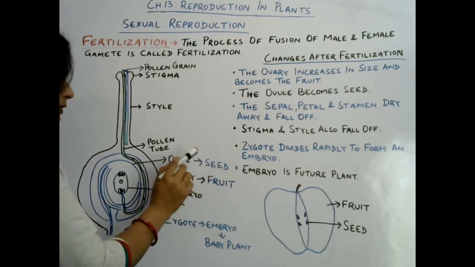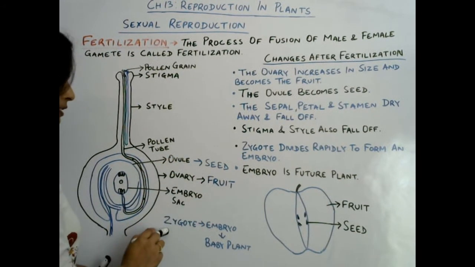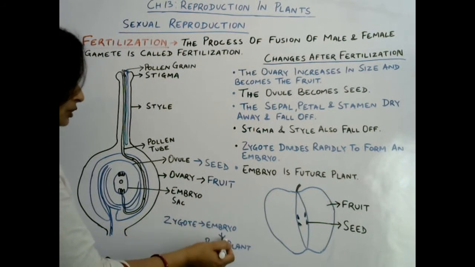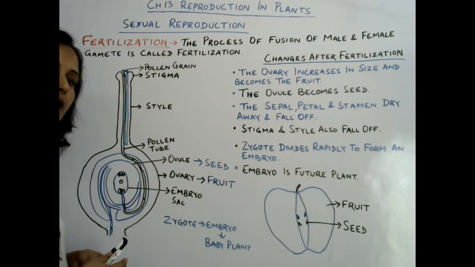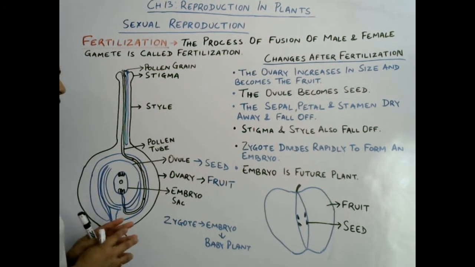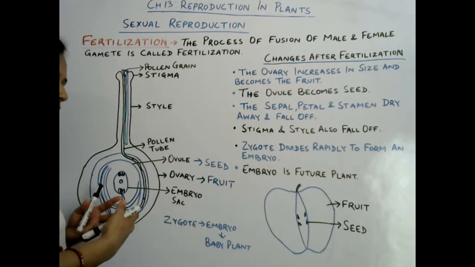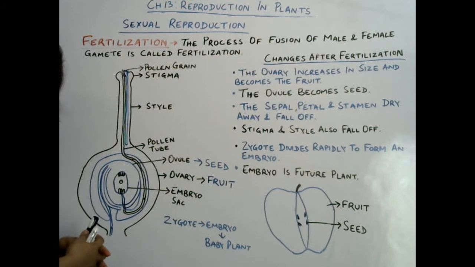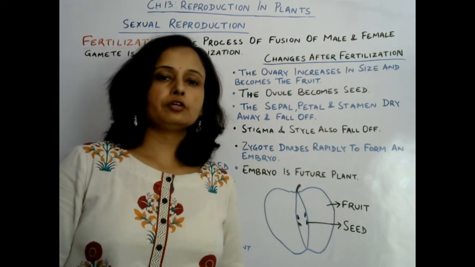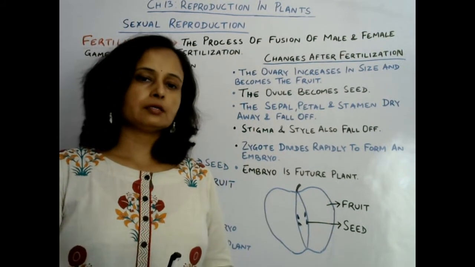So ovule becomes seed, ovary becomes fruit, zygote becomes embryo, then further baby plant. So inside the seed, basically baby plant is found. So seed is in dormant state. Whenever the seed germinates after getting favorable conditions, that is soil, air, water, moisture, all this kind of thing, then it will germinate. So embryo will germinate into future plant.